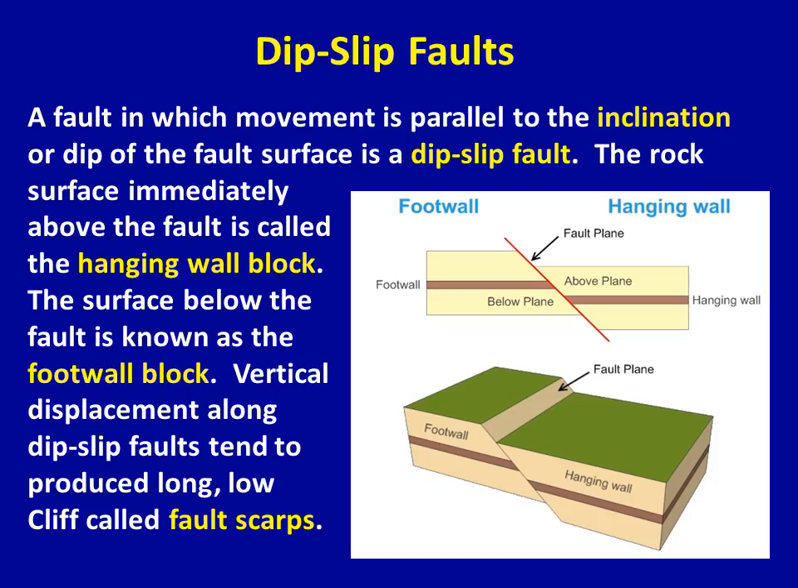The first one I want to talk about is the dip-slip fault. This is a fault in which movement is parallel to the inclination or dip of the fault surface. And thus it is a dip-slip fault. So essentially think of this as more or less vertical movement here of one side of the fault's rock relative to the others. The rock surface immediately above the fault is called the hanging wall block, and the surface below the fault is called the footwall block. Now these terms come from the mining community originally. Vertical displacement along dip-slip faults tends to produce long, low cliffs called fault scarps.